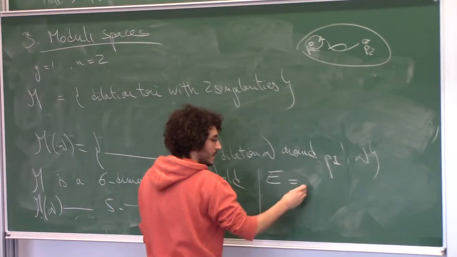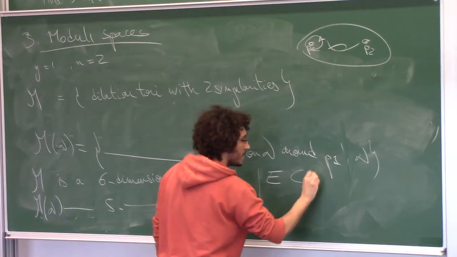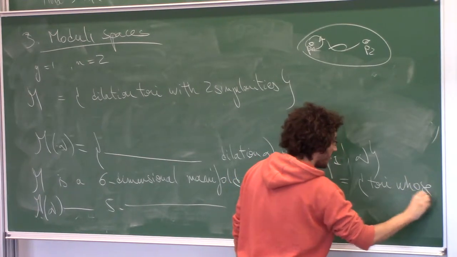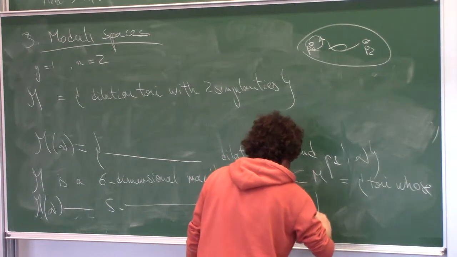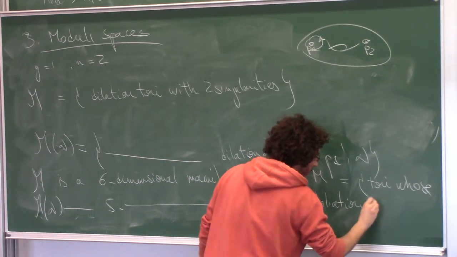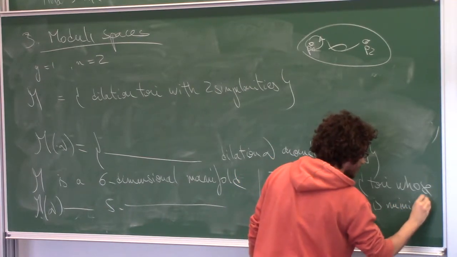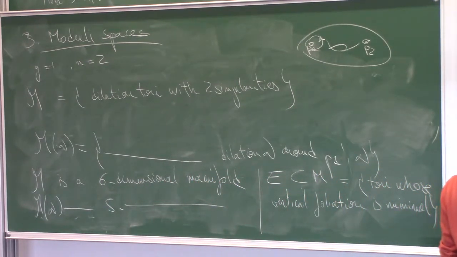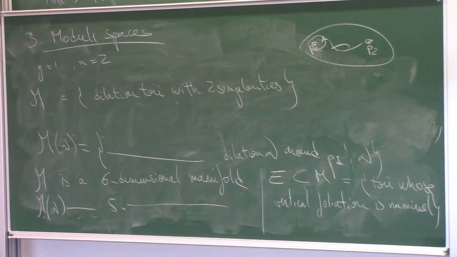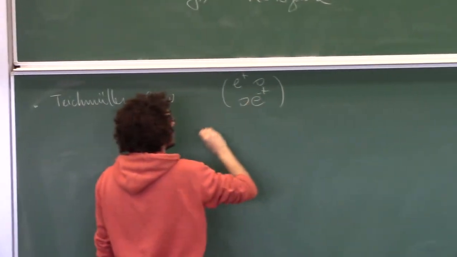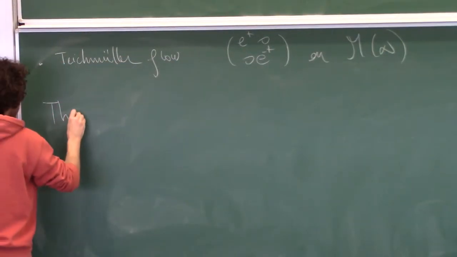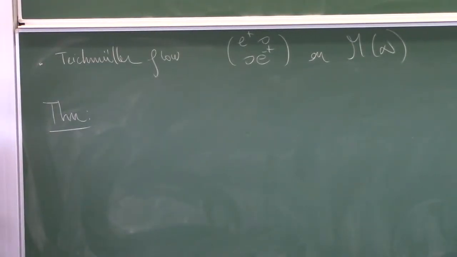E is going to be the set of subsets of M made of tori, whose, say, vertical foliation is minimal. And last thing, I have a Teichmuller flow, which is the action of this subgroup on M lambda. Okay, so the theorem I want to tell you about today is the following.